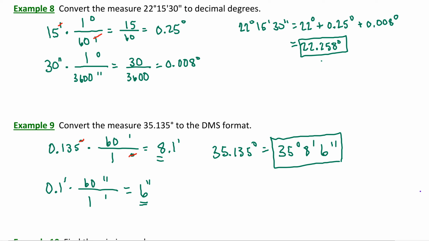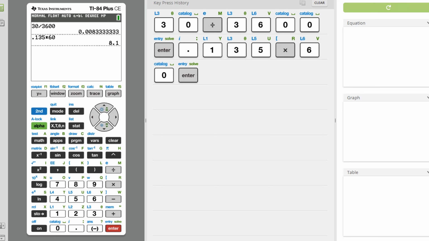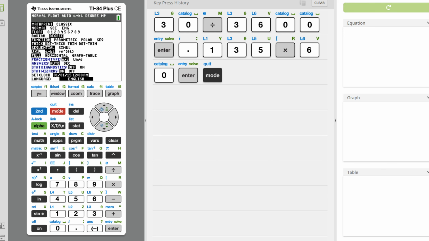Now, the really good news I have for you is that your calculator can handle those conversions very efficiently. So let's go back to example 8: 22 degrees, 15 minutes, and 30 seconds. We want to convert that to decimal degrees. Now, to prepare your calculator to properly handle these conversions, you want to check your mode. So press your mode button, go down to the 4th line, and make sure that degrees is highlighted. Press enter on degrees. Later on, we will be using radian mode. For now, we want degrees.